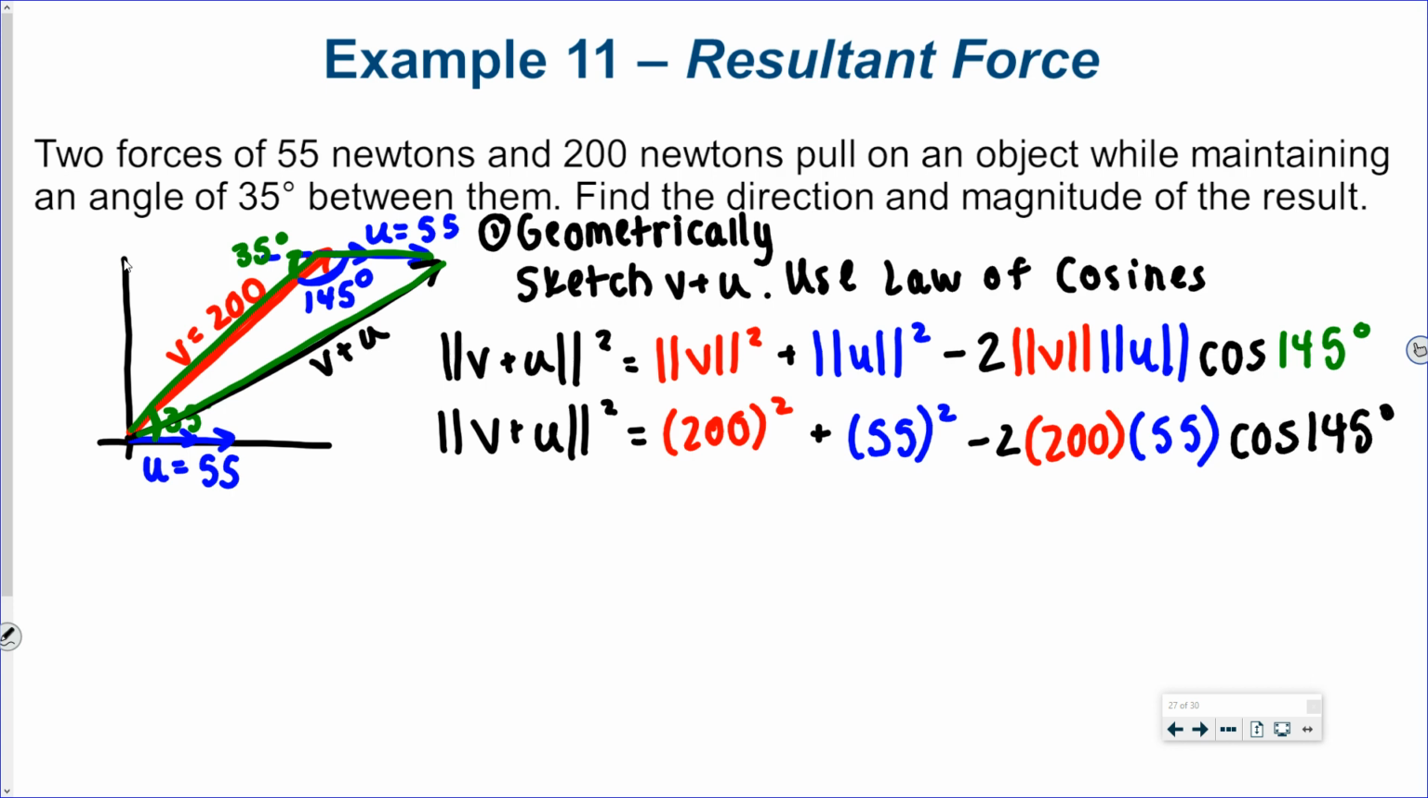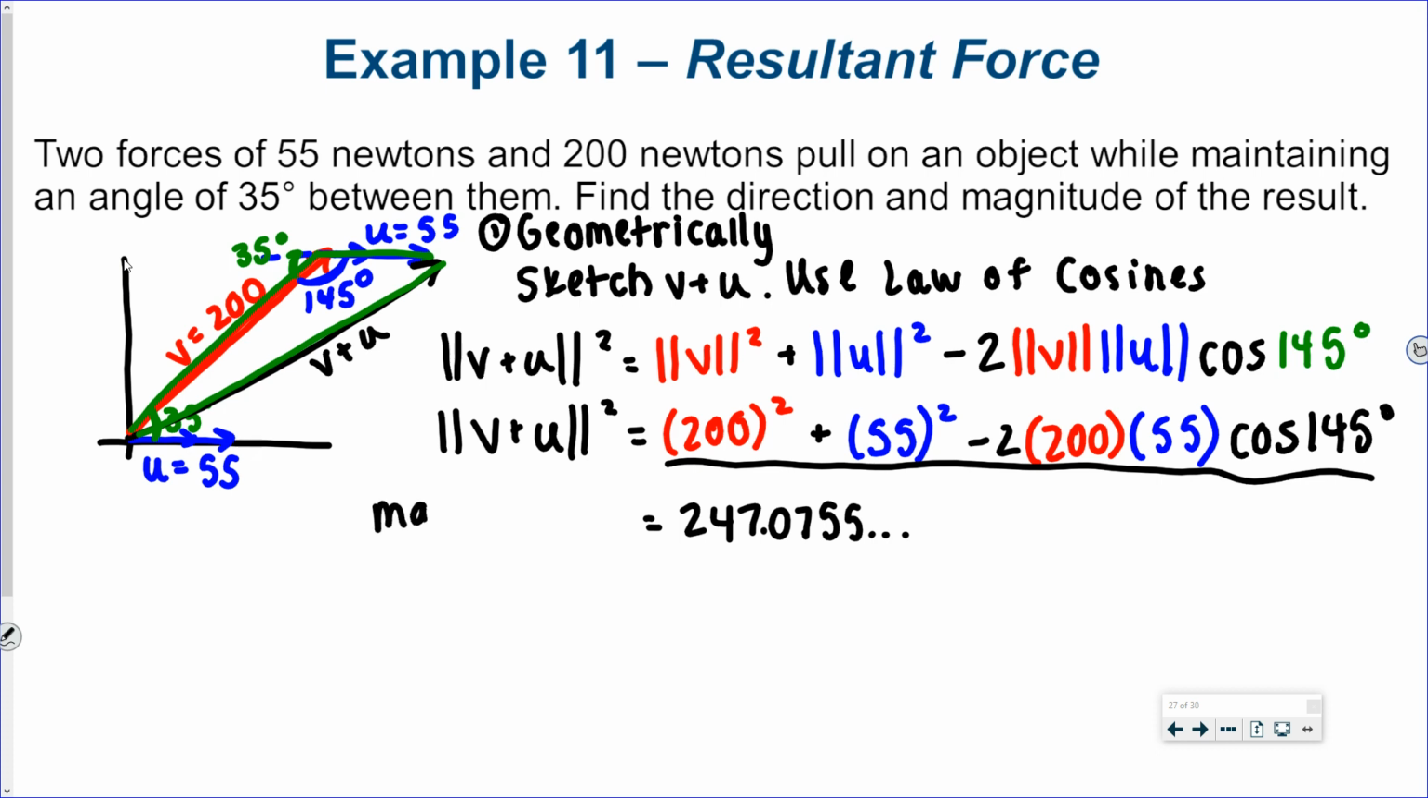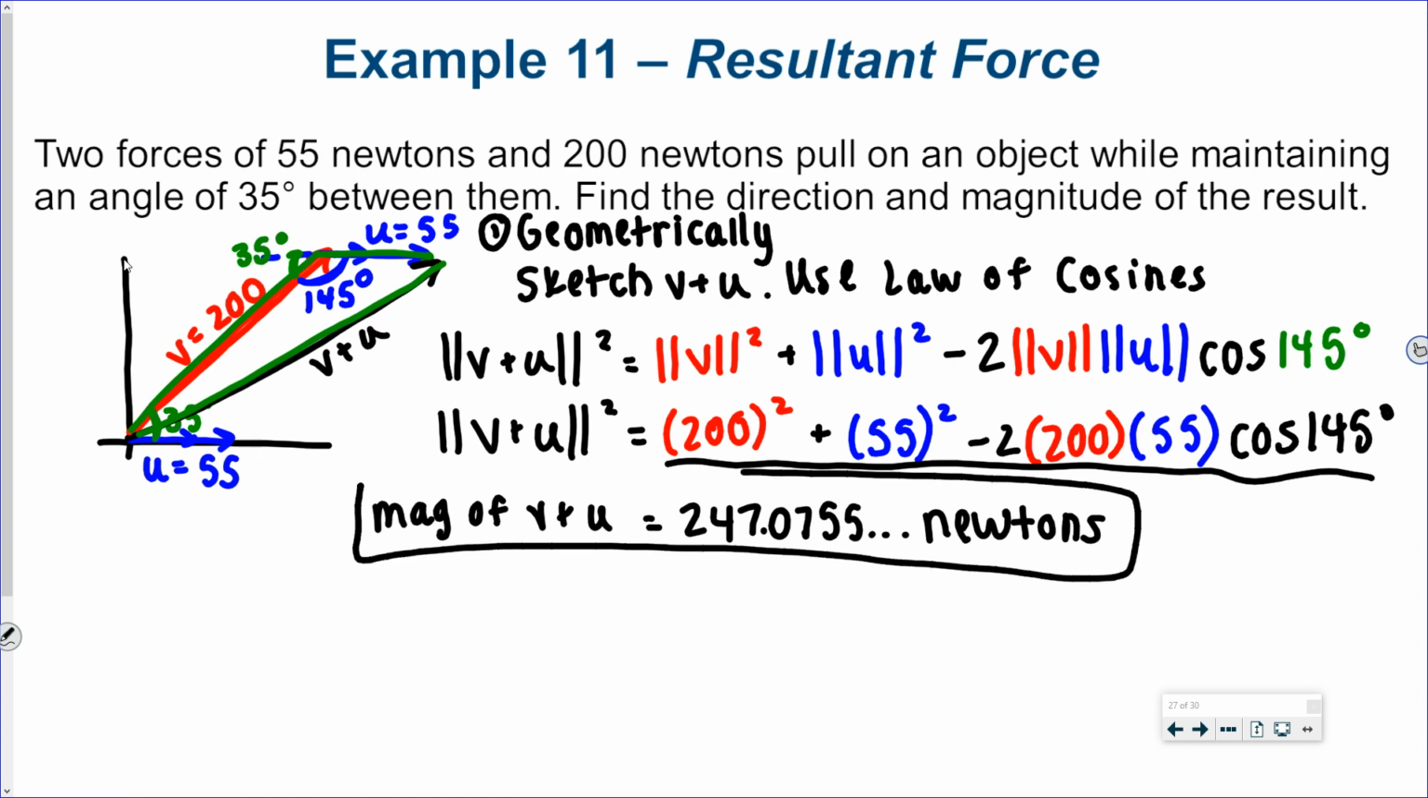Okay, so because all my numbers are on this side, remember, this is how you do law of cosines. Type this all in your calculator. Make sure you're in degree mode, and then you just square root it. I only wrote the final answer. This is what I got. So this would be the magnitude of v plus u, which is what that represents. It's newtons, because that's what my other vectors were measured in. Okay, so there's the magnitude of my resultant. That was one thing I needed to find.